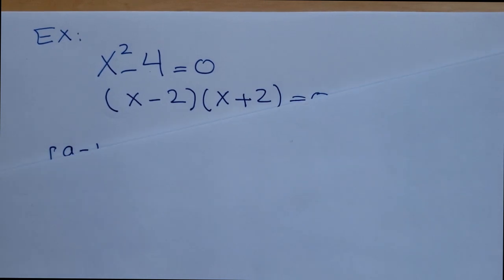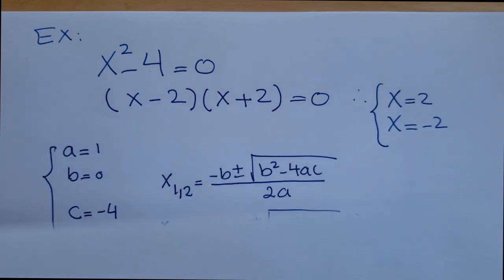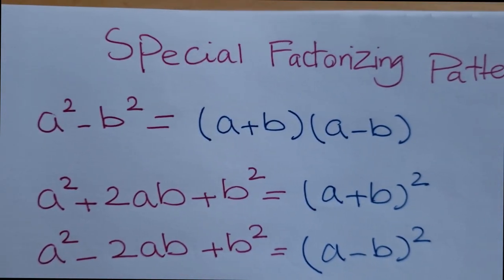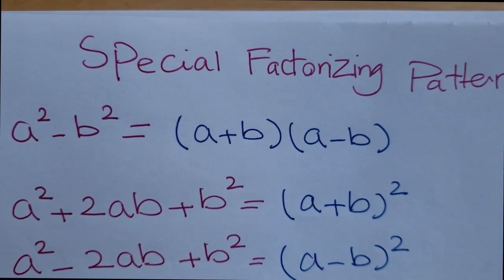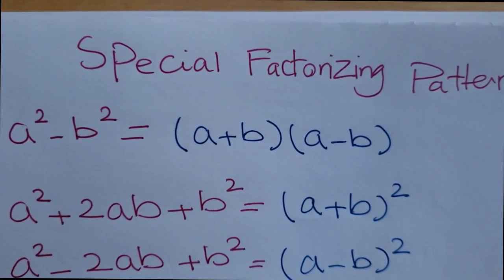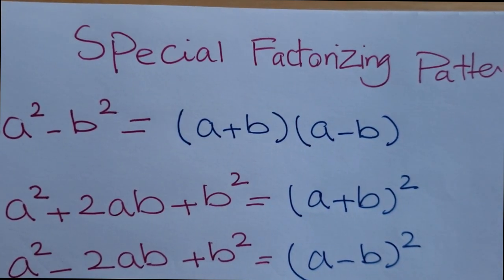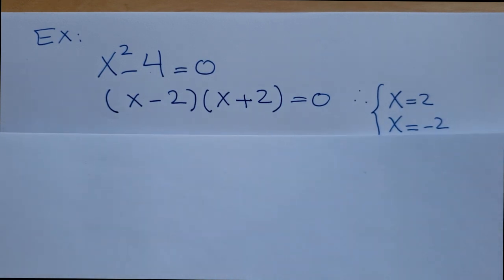The first method I used here was factorization. As you can remember, this one is a difference of squares. As you can remember from my previous notes, the first special factorizing pattern: a squared minus b squared will turn into 2 brackets multiplied by one another. And this is exactly what happened here.